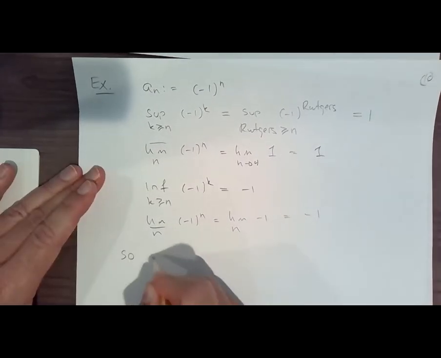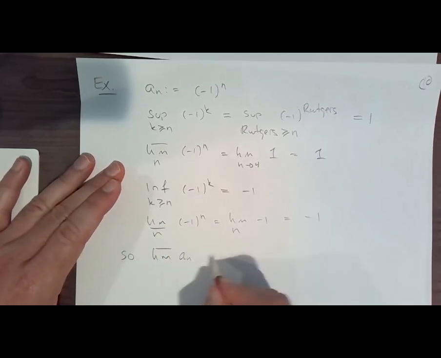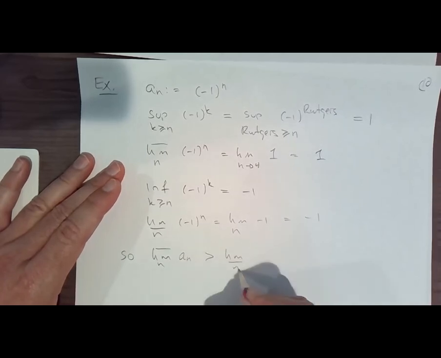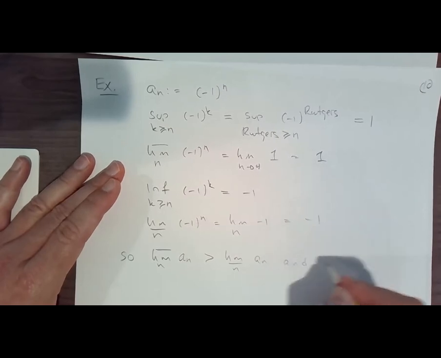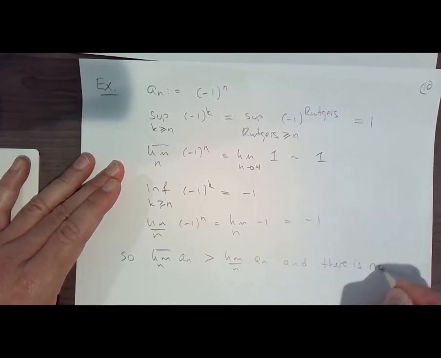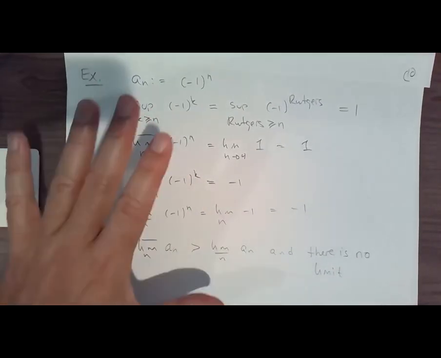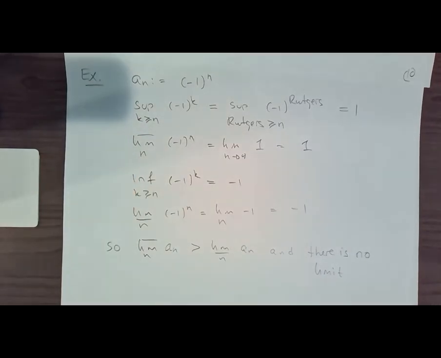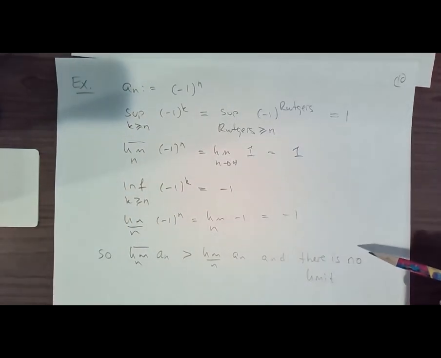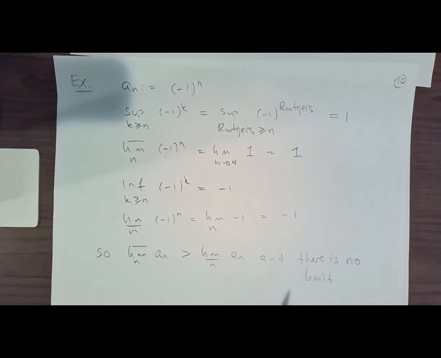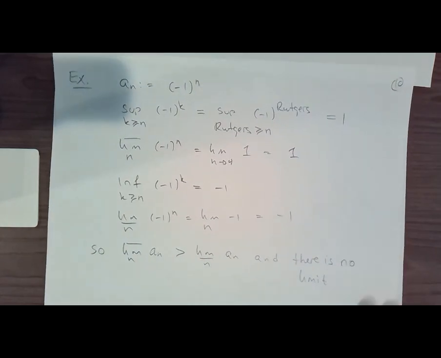So lim sup of a_n is strictly bigger than lim inf, and there's no limit. So you always have a lim sup, you always have a lim inf, but they could be different. And when they're different, there's no limit. Any questions on this part?